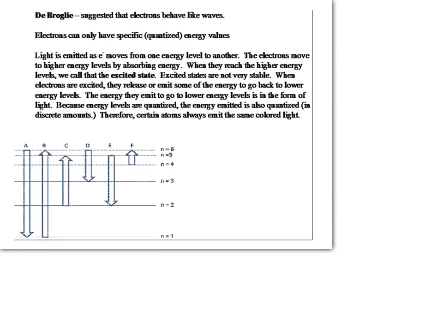De Broglie is another scientist that you need to know about. He was the one that suggested that electrons behave like waves. So up until his time, we thought electrons behave like particles. But now we believe that they behave like particles and waves. Again, the dual nature of electrons. We also know, based on quantum theory, that electrons have specific or quantized energy values. So they have a certain amount of energy.